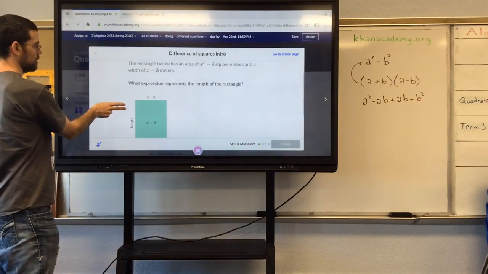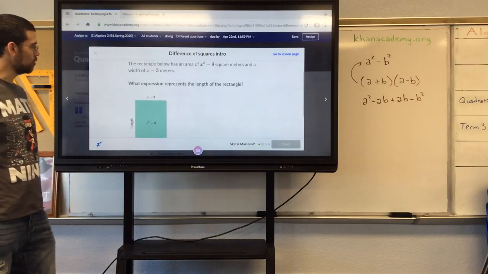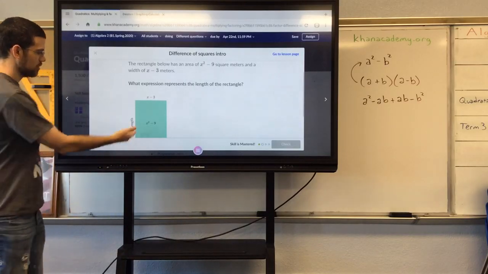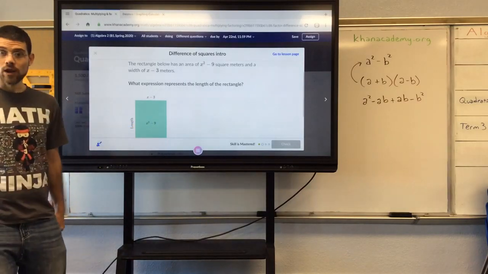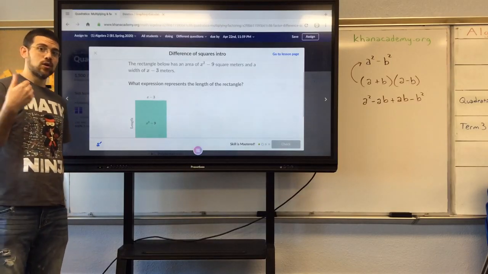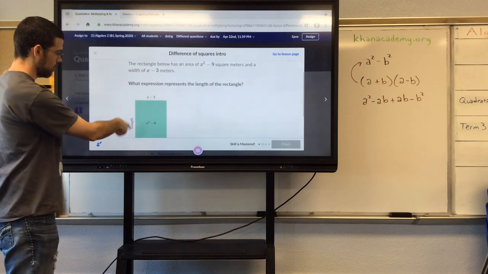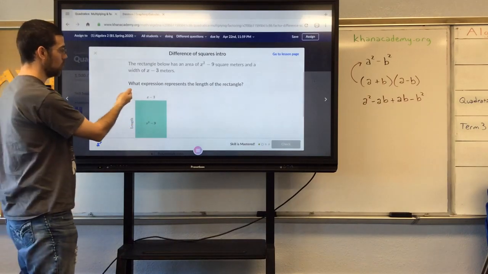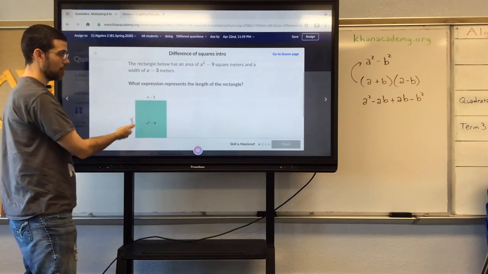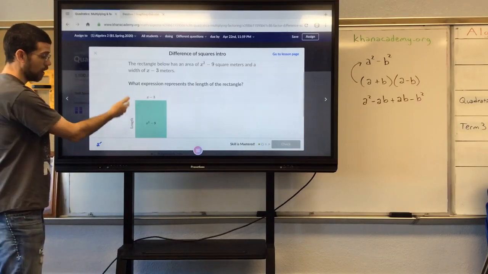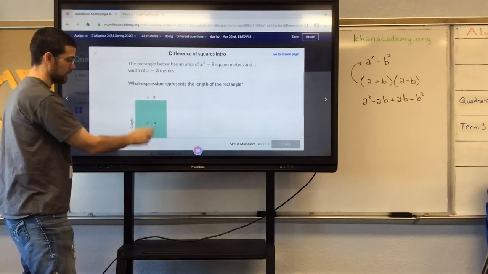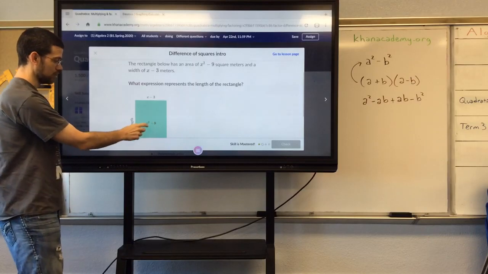Here they're giving it to us in a new way. We've got the rectangle below. It has an area of x squared minus 9. Area of a rectangle is length times width, or height times width. So we've got the length here that we don't know. They want to know what expression could represent that length. Well, whatever we don't know here times x minus 3 has to equal x squared minus 9.